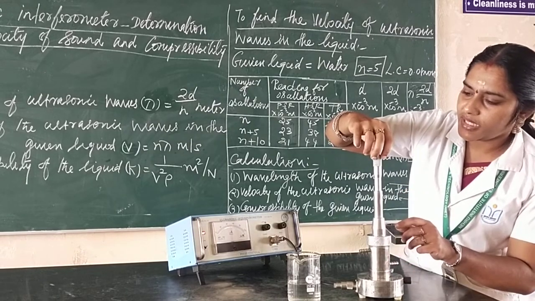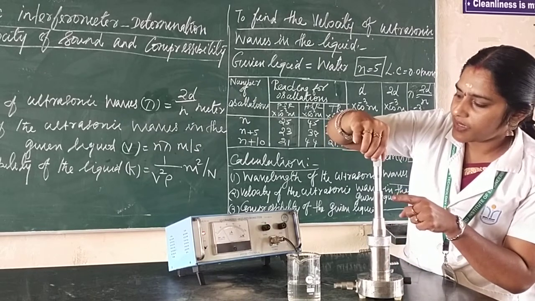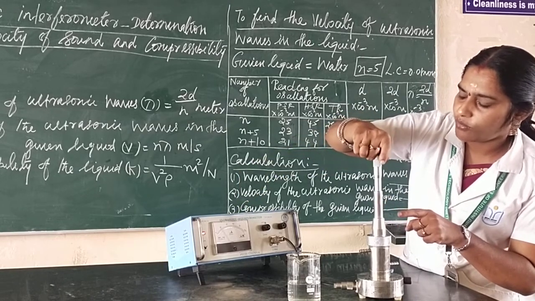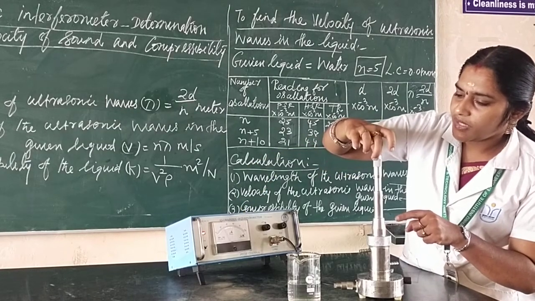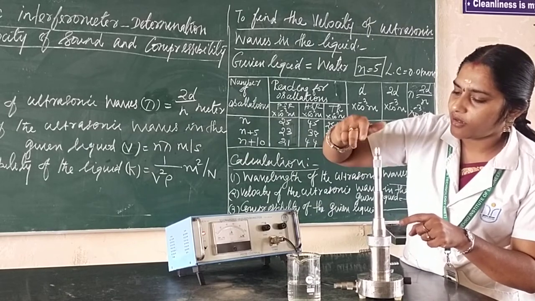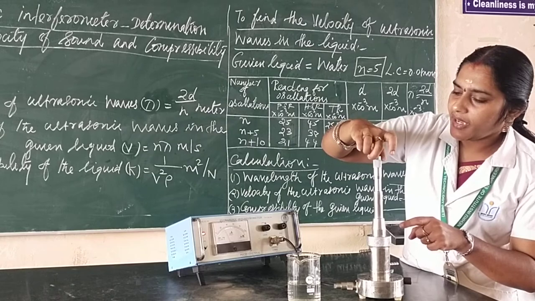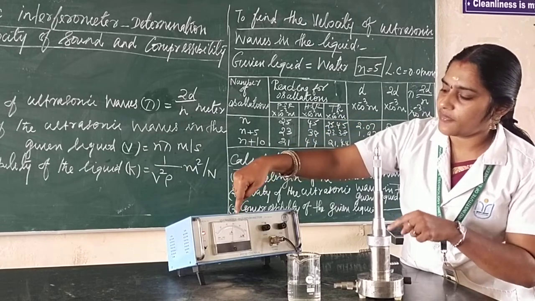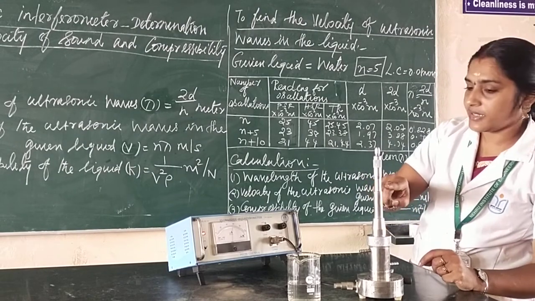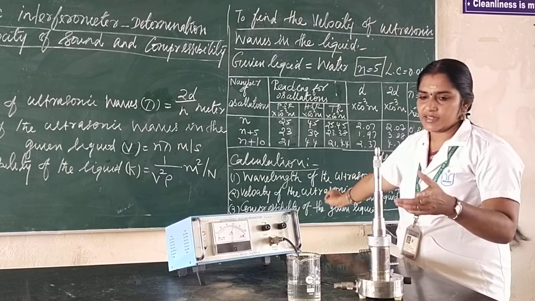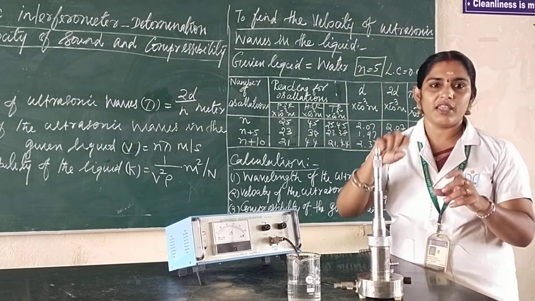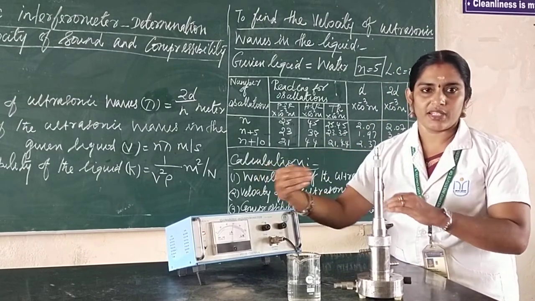Now give the rotation from here. At the same time you get one oscillation. Give one more rotation, you get another oscillation. Then a third, and another rotation gives the fourth. Finally, give the fifth rotation and we get the fifth oscillation. Now the reading is almost 23 and 38. This is the way you take readings for n, n plus 5, n plus 10. Each time you give 5 rotations and you get 5 oscillations.